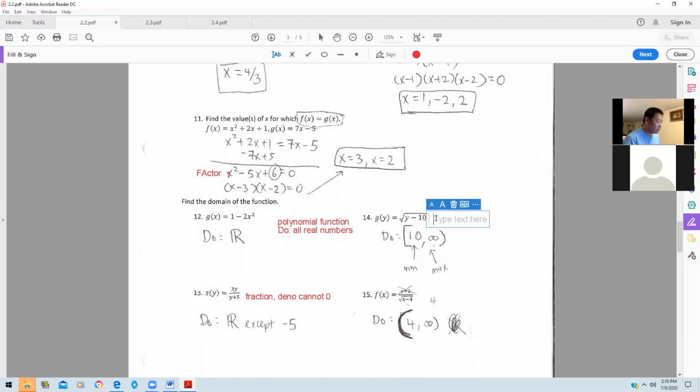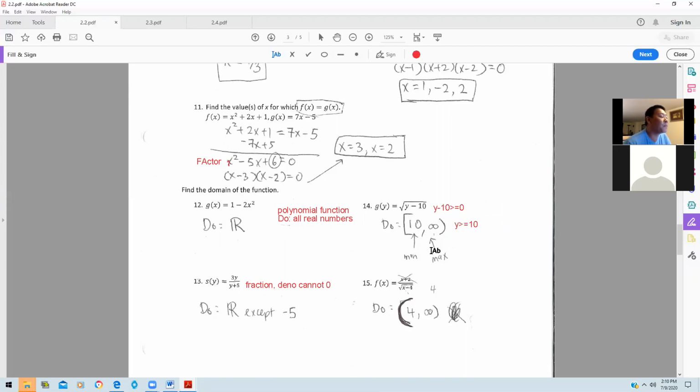For a square root, you take the radicand, y minus 10, and make it greater than or equal to 0. So you take all this and solve for y, and in this case, y is greater than or equal to 10. So either you can give me your answer like this, or you give it to me as from 10 to infinity. That is the domain for this case.